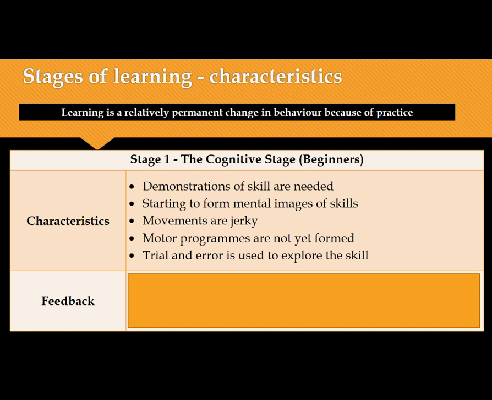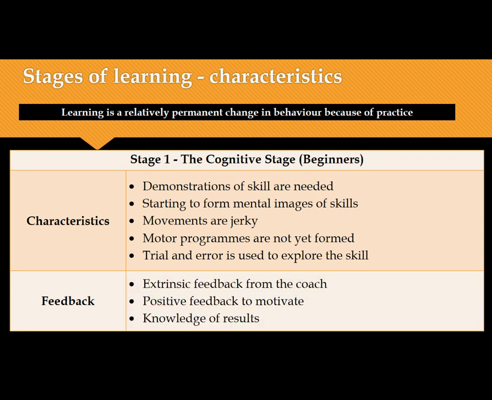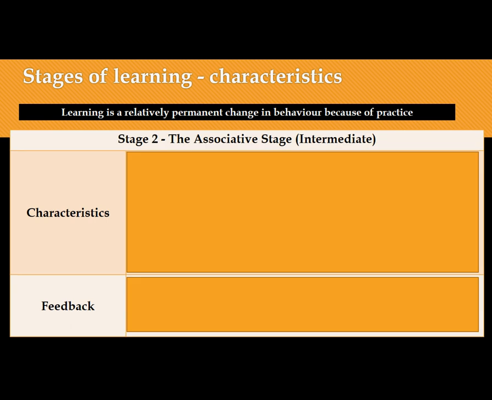Movements when they perform are quite jerky. The motor programs, so the group of subroutines that are stored as a motor program, are not yet formed in the cognitive stage, and they're using trial and error to explore how to best perform the skill. In terms of feedback, they need lots of extrinsic feedback from the coach, lots of positive feedback to keep motivation, and they only get knowledge of results, whether the ball went in, whether the pass went to the teammate or not.